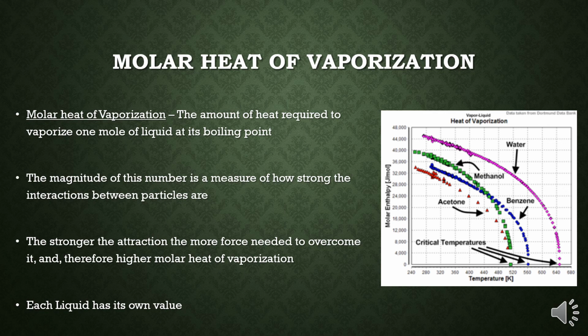On the chart on the right, you can see acetone boils at a much lower temperature than water. So does methanol and benzene. It's likely that we are not made of these substances because we would potentially boil.